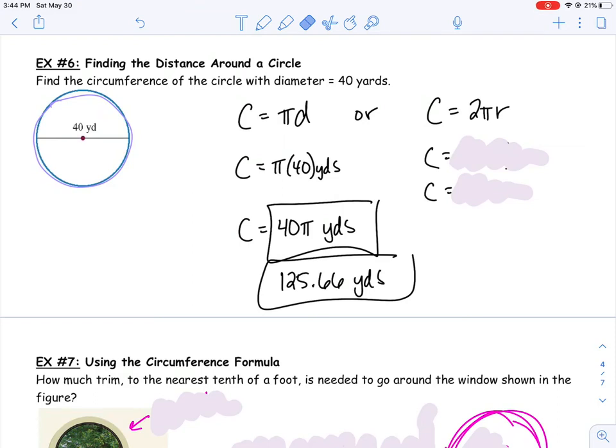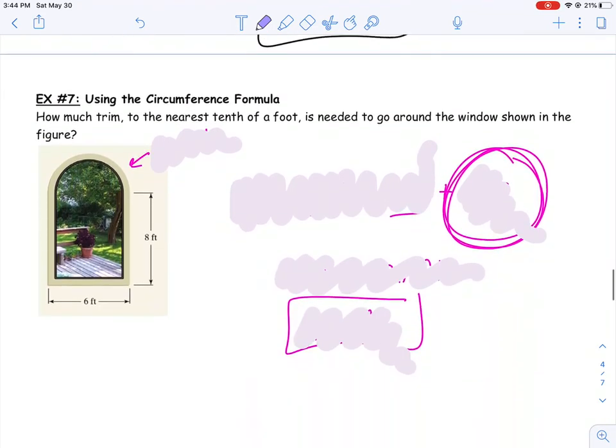If you use the other formula, you would do 2 times pi times r. If the diameter was 40, what's the radius? It should be half of that, so 20. I can plug in 20 and do 2 times pi times 20, which is 40 pi, the same thing I got before. So it doesn't matter which formula you use, you should get the same answer either way. Sometimes they give you the diameter and it might be easier to plug that in, or sometimes they give you the radius and you might want to use that formula instead.